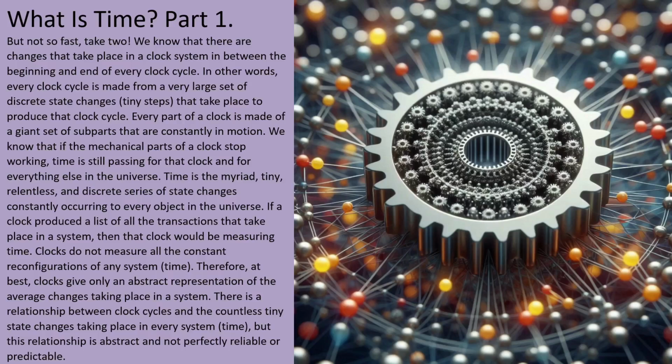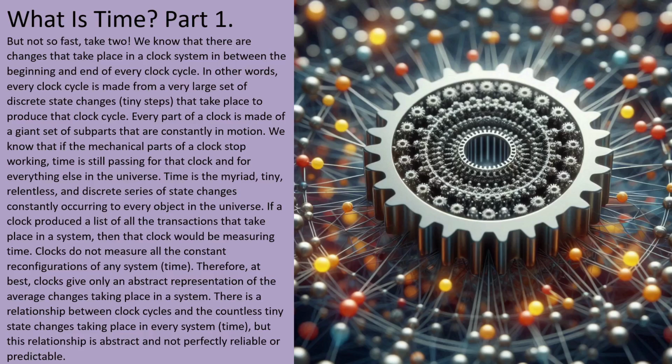We know that there are changes that take place in a clock system in between the beginning and end of every clock cycle. In other words, every clock cycle is made from a very large set of discrete state changes, tiny steps, that take place to produce that clock cycle. Every part of a clock is made of a giant set of subparts that are constantly in motion.